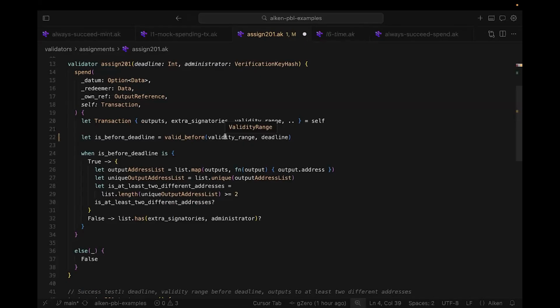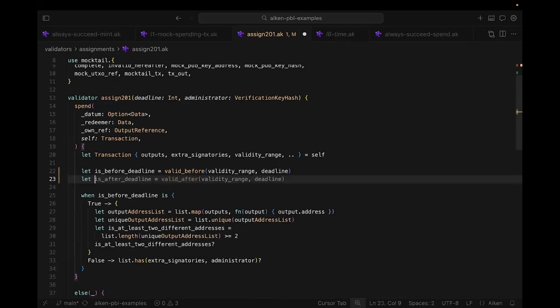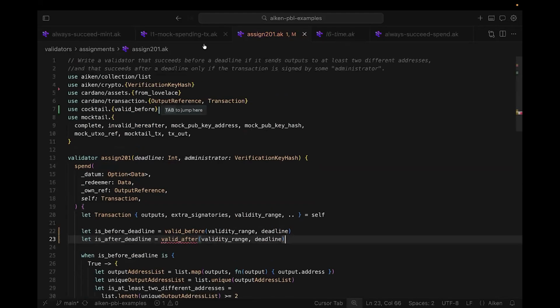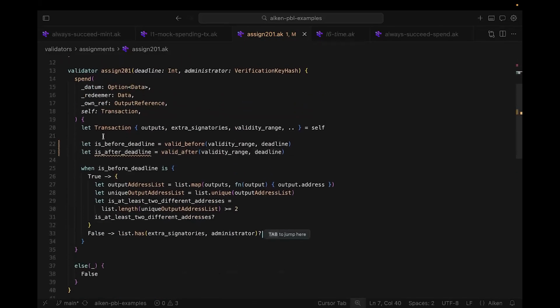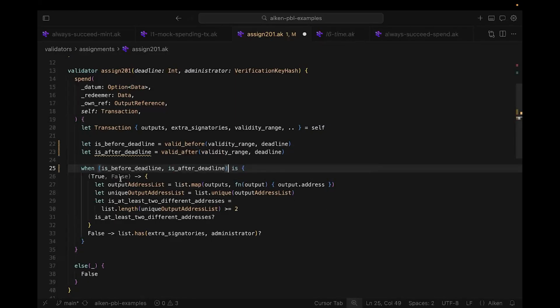So in this case, should we also use after as well? Yeah, is after deadline, set the valid deadline after. And I will put it here. So now we have these. So I'll make it a tuple here: is after deadline, and we'll pattern match true false, right? Is before deadline.